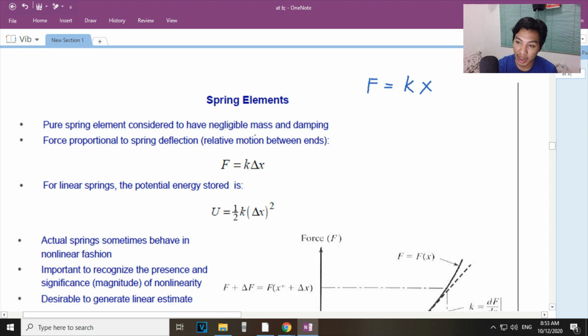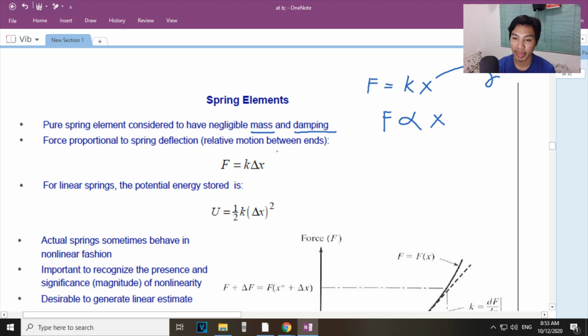Negligible ang mass and then yung damping. Force proportional to the spring deflection. Force is directly proportional to the deflection or X. Kaya lang, ginagamit natin kasi sa deflection is this one. Yung sexy. Okay? Tawag ko dyan, sexy.